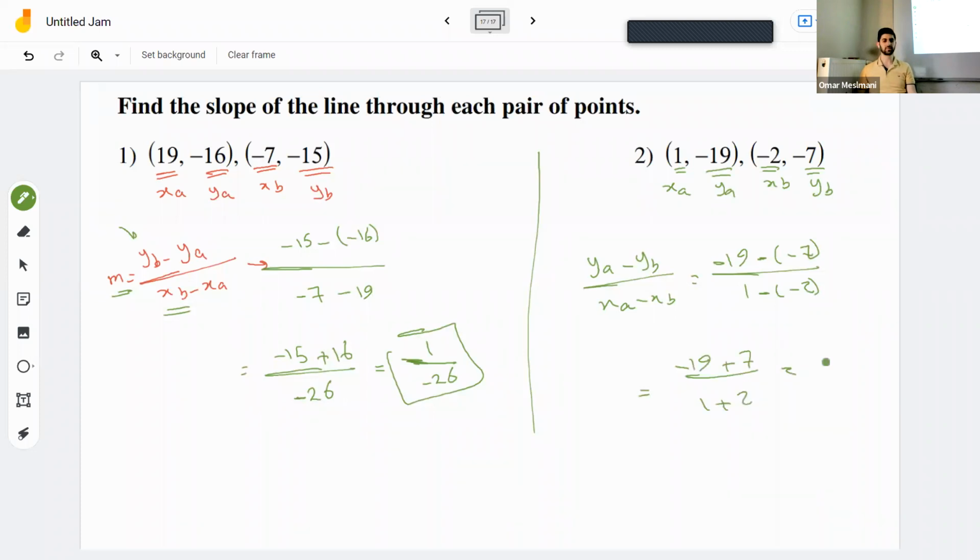So negative 19 plus 7 all over 1 plus 2. Negative 19 plus 7 is negative 12. Negative 12 over 3, and the final answer is negative 4. So I have negative 4 as the final answer for the slope. Any problems? Now, your turn, you show me this.